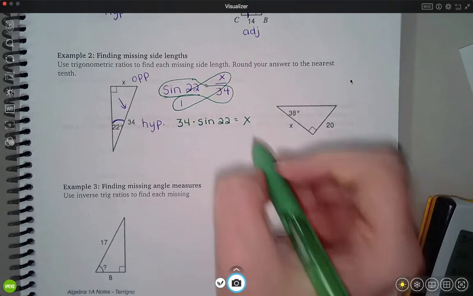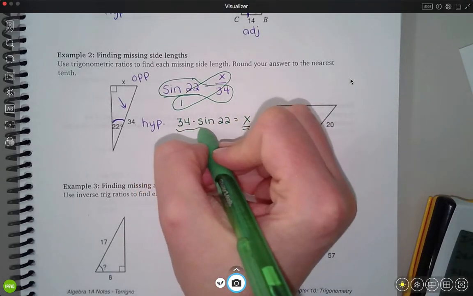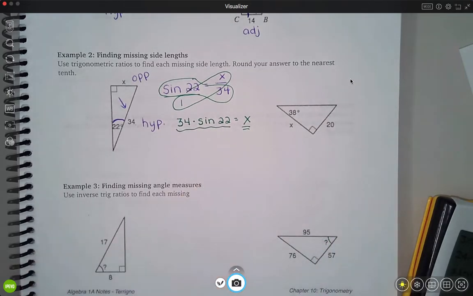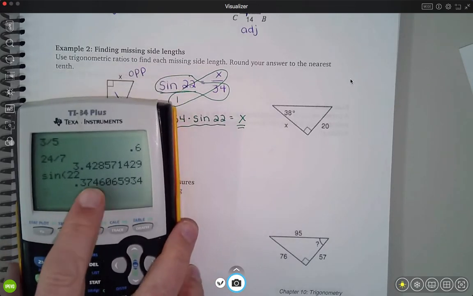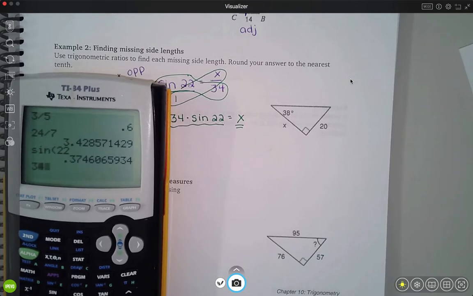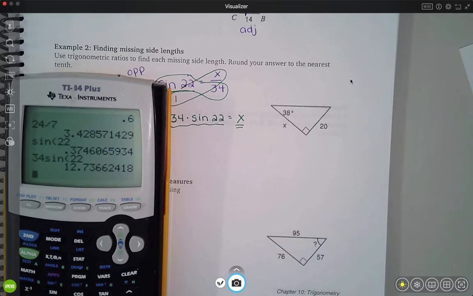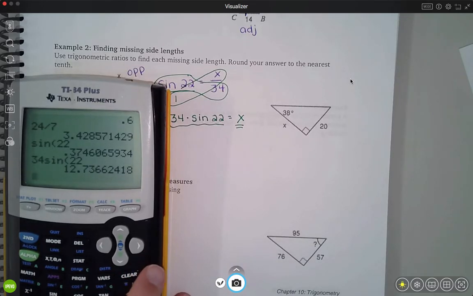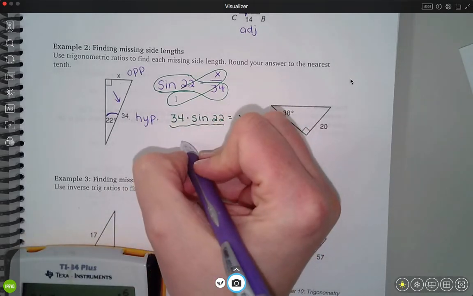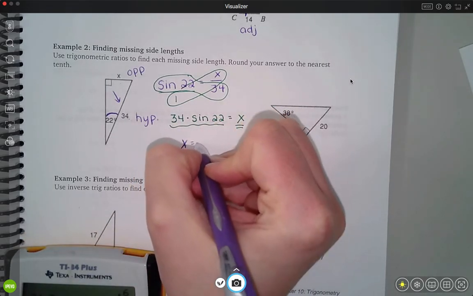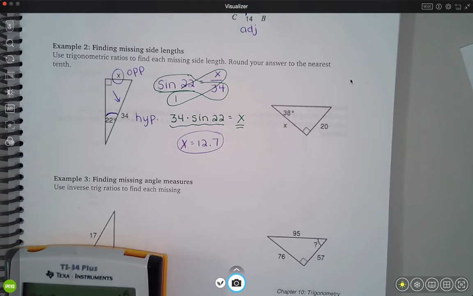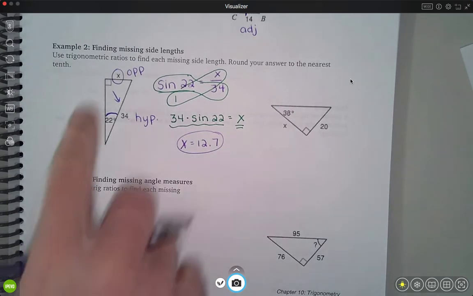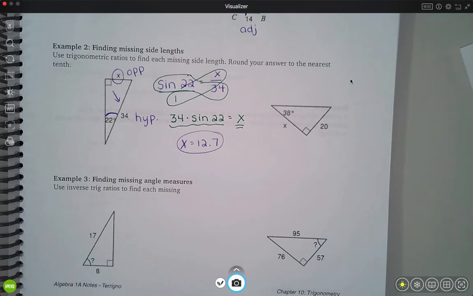This is nice when x is all by itself because it means that all I need to do is this calculation. Notice I'm leaving that sine of 22 just like that rather than replacing it with the decimal, because I don't want to write that decimal a bunch of times. In my calculator, I'm just going to type in 34 times sine of 22, and I end up with 12.73. Actually, it says round to the nearest tenth, so we're going to say 12.7. And so I was able to find the length of this side right here. Just check your answers and make sure they're reasonable with the other sides that are already there, but that one seems to work.